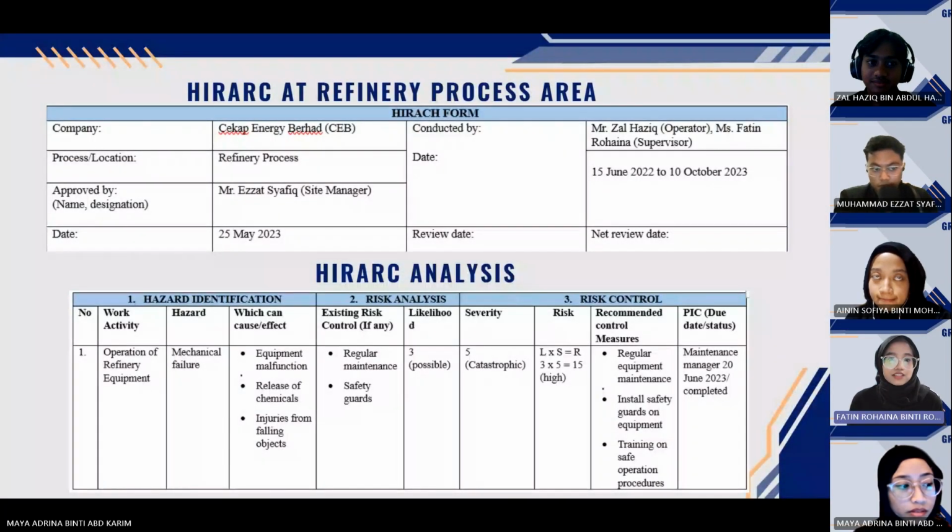Okay, first let's look at the hierarchy form. Our company name is Cekal Energy Berhad, and our selected location is the refinery process area. This assessment was approved by Mr. Izzat Shafiq, our site manager, and was conducted by Mr. Zahazi as the operator, along with me, Ms. Fatira Haina, as the supervisor.